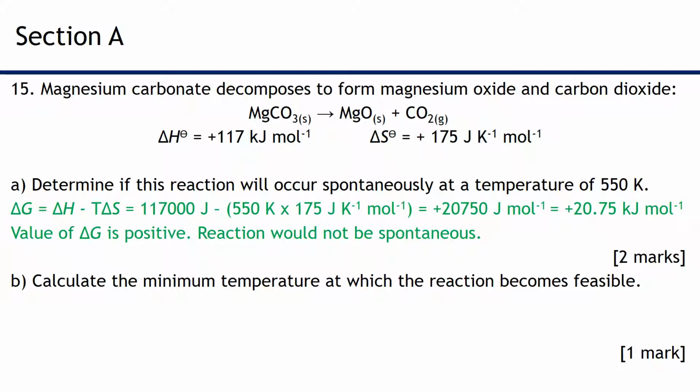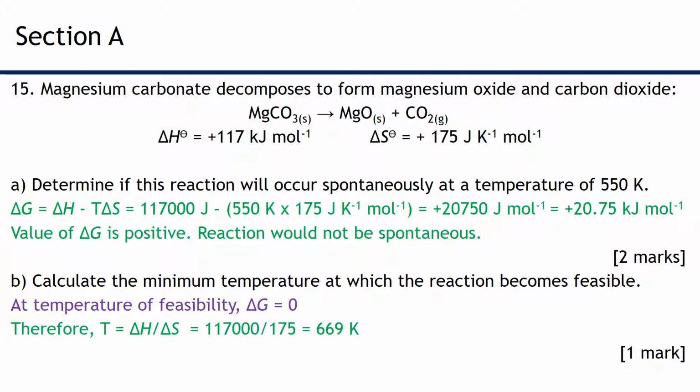Then in part B, you're asked to calculate the minimum temperature at which this reaction does actually become feasible, at which temperature does it become spontaneous. So again, this is using the idea of delta G equals delta H minus T delta S. And at temperature feasibility, delta G must be 0. And so, therefore, we can find the temperature by rearranging the equation such that T equals delta H divided by delta S, because if delta G is 0, we can find temperature simply by dividing delta H by delta S.